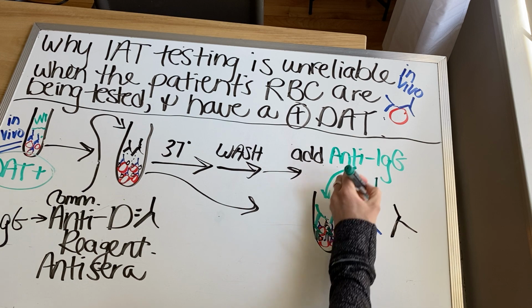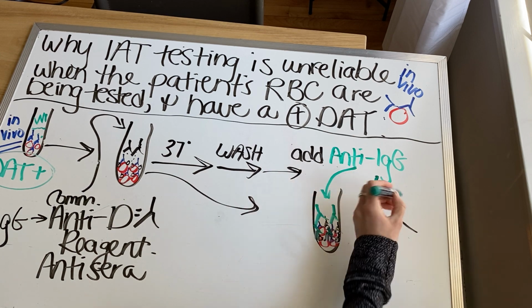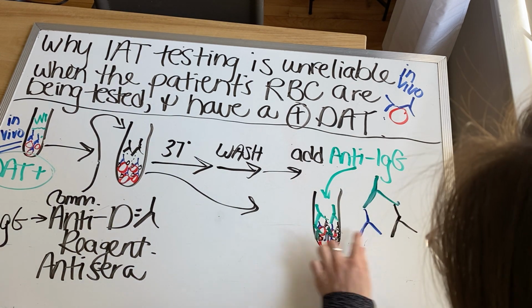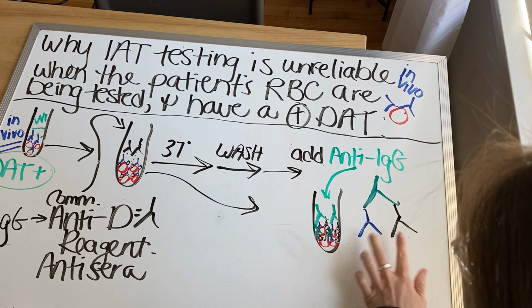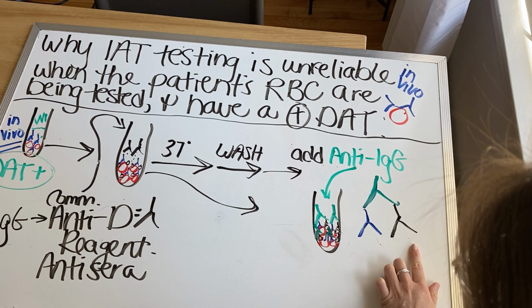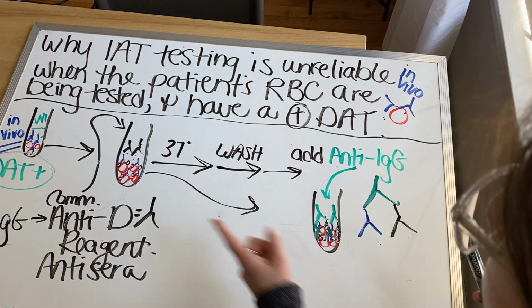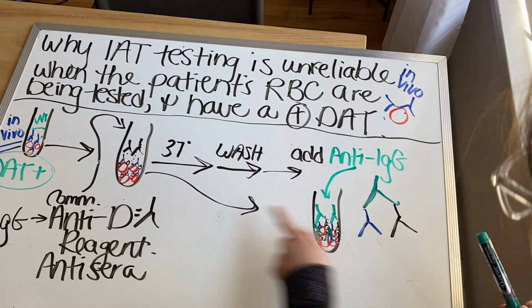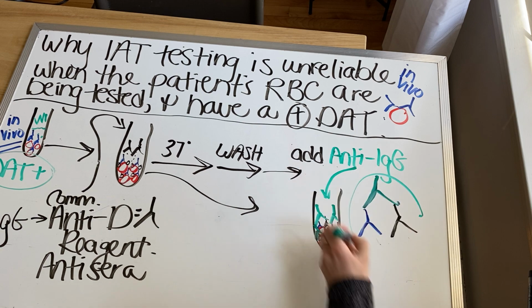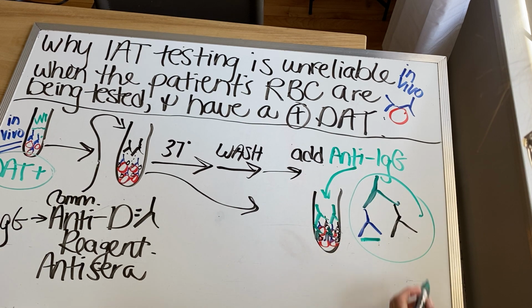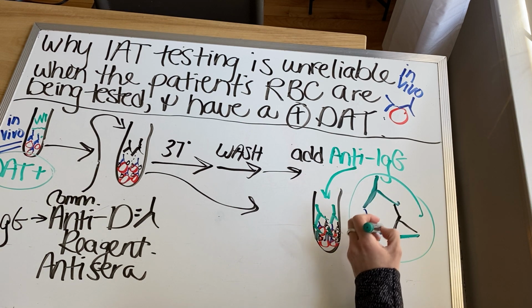Anti-IgG doesn't care. It's going to bind to all of them. But we can't see these two distinct antibodies. We don't know that there's two distinct antibodies. We know that there's one because we already did the DAT. But when we add the second antibody, when this agglutinates, we don't know if it's agglutinating this one, this one, or both.